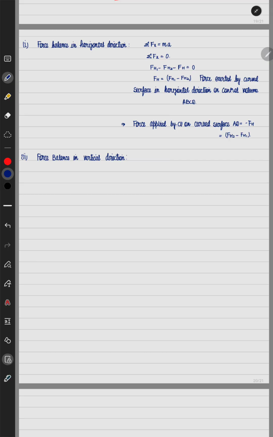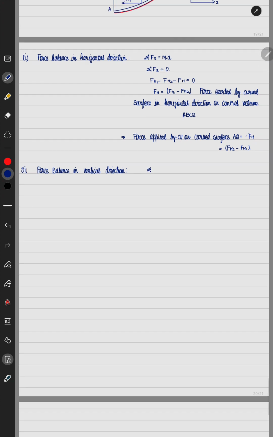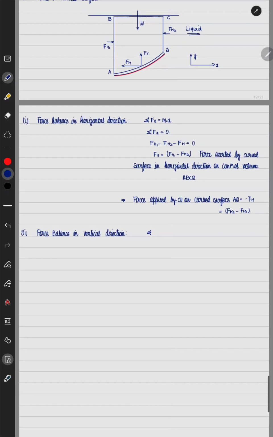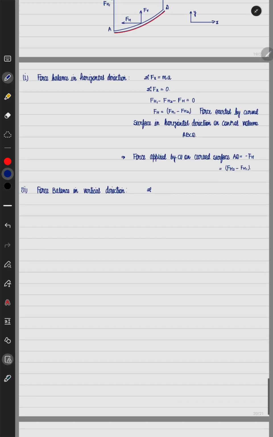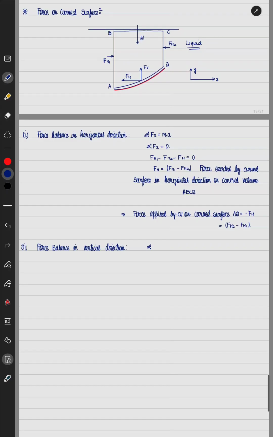Force balance in vertical direction. So what is the total amount of force which is exerted by the fluid in vertical direction? Sorry, what is the total amount of force which is exerted on control volume ABCD in the vertical direction?